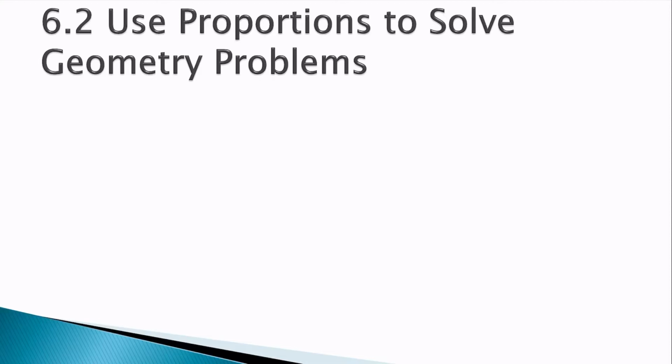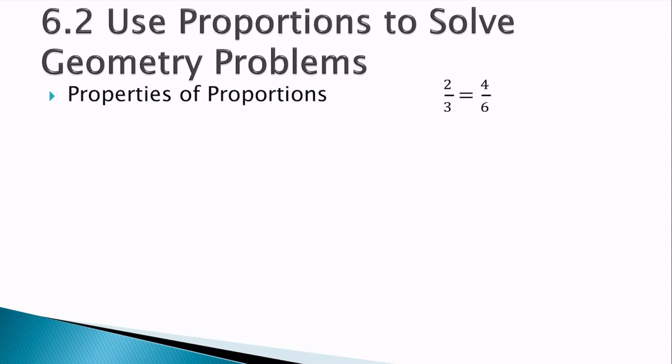Lesson 6.2. Use proportions to solve geometry problems. Start off with a list of properties of proportions. 2 over 3 equals 4 over 6 is the example I will be using. We've already covered the first one. The cross products are equal. So 2 times 6 equals 3 times 4. So they're both 12.